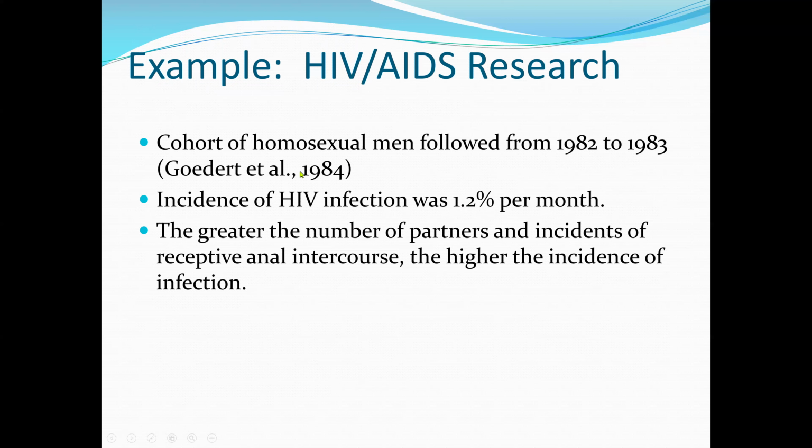So since, again, in cohort studies we are monitoring the subjects within some period of time, anytime they're exposed to something, every time we can measure what the outcome is based on the exposure, the risk factors. That's why the results said we have 1.2% per month of HIV infection. These homosexual men didn't have HIV, but they were monitored from 82 to 83 to find out. This study was done in 1984. Now, the greater the number of partners and incidence of receptive anal intercourse, the higher the incidence of the infection.